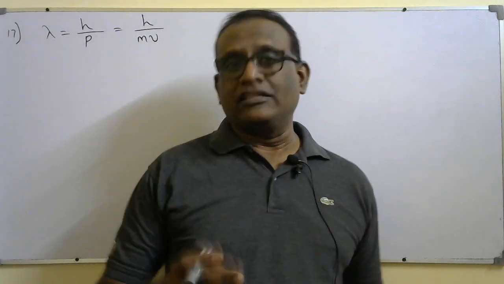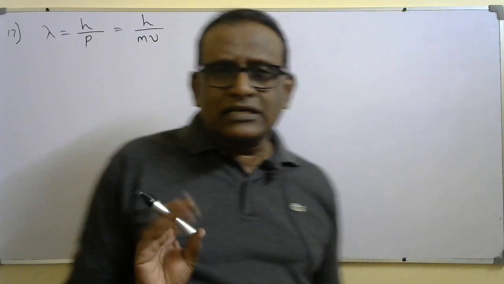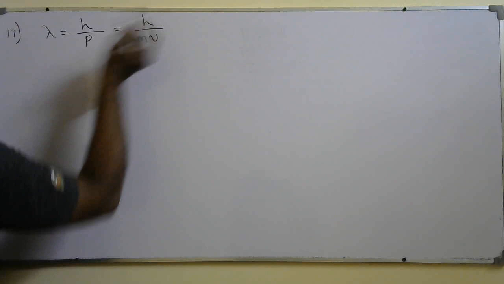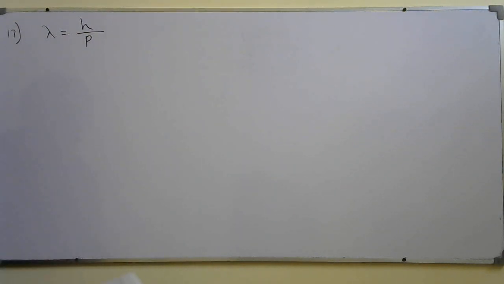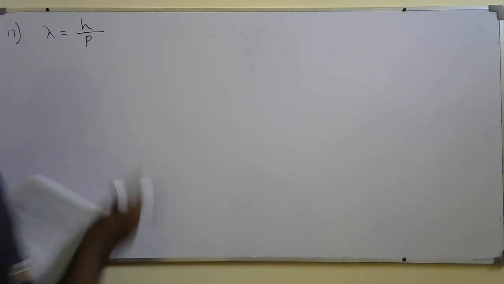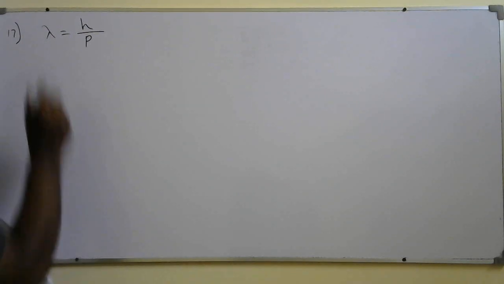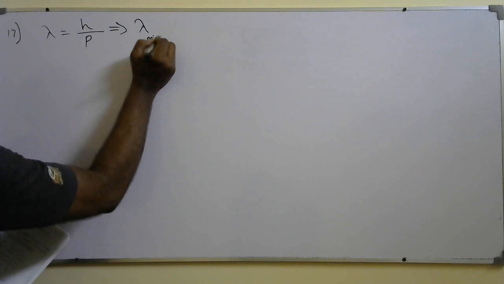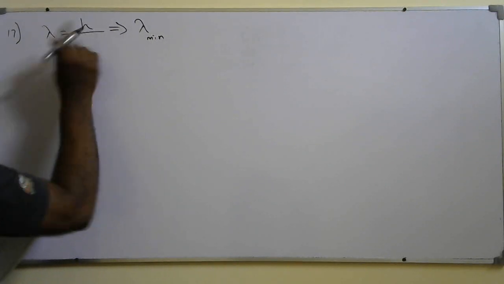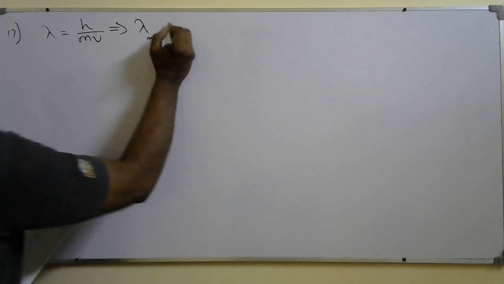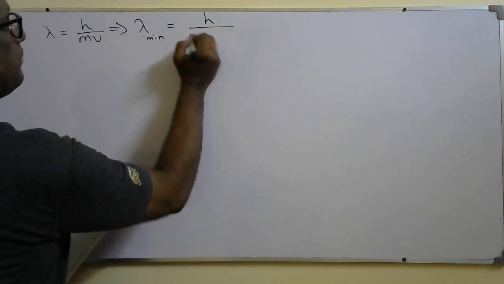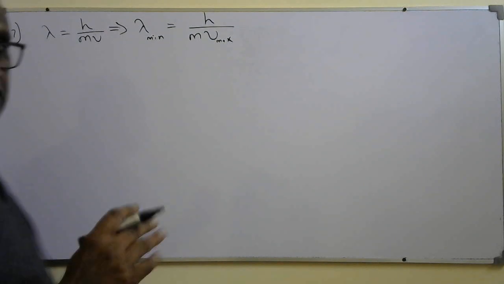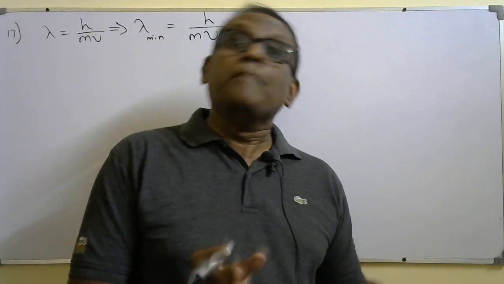So from the de Broglie wavelength, we can find the speed, nothing complicated. We know that lambda equals h over mv, or h over p. Here they are saying the wavelength is the minimum. Lambda minimum means h over m into v max. So that means the minimum wavelength corresponds to the electron with maximum speed.